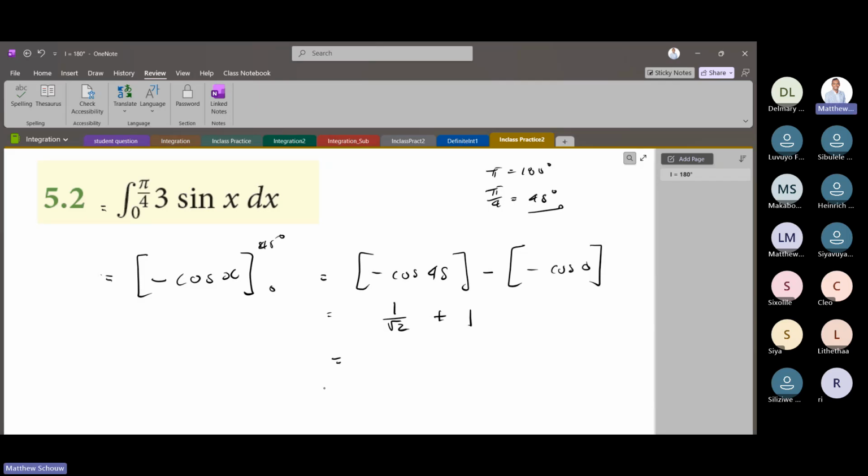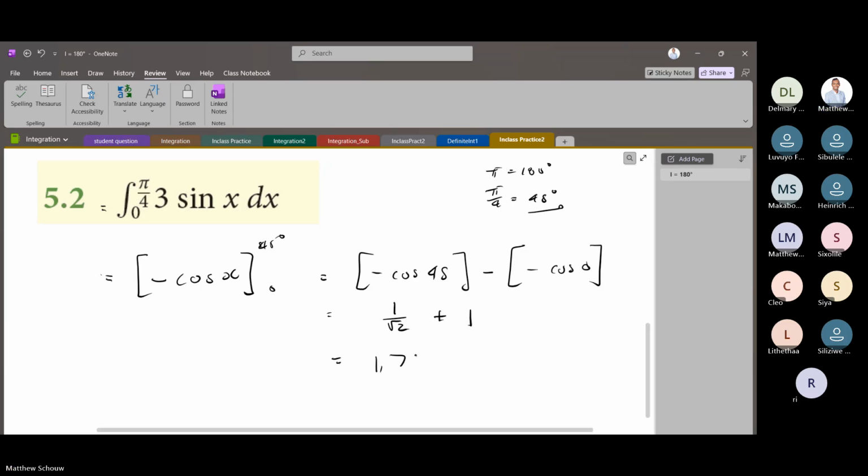You guys should talk, eh? I can't see your stuff. And we have 1 over root 2 plus 1. There's no fractional form of this. Okay. What do you guys get? 1.7 or 7, eh? We all get 1.7 or 7?